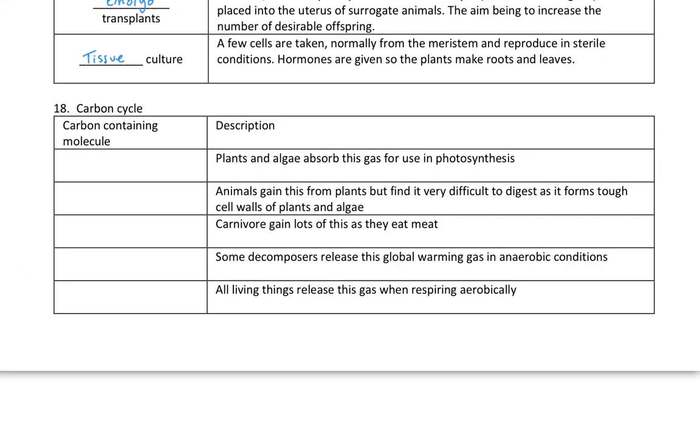And that's the carbon cycle. Plants and algae absorb this gas for use in photosynthesis. Well, that's carbon dioxide. Animals gain this from plants, but find it very difficult to digest as it forms tough cell walls of plants and algae. Well, that's cellulose. Carnivores gain lots of this as they eat meat. That's protein.